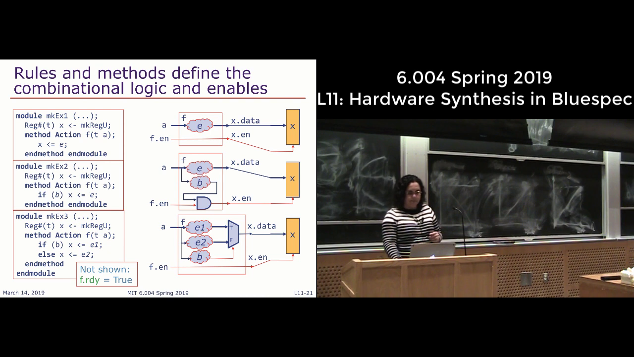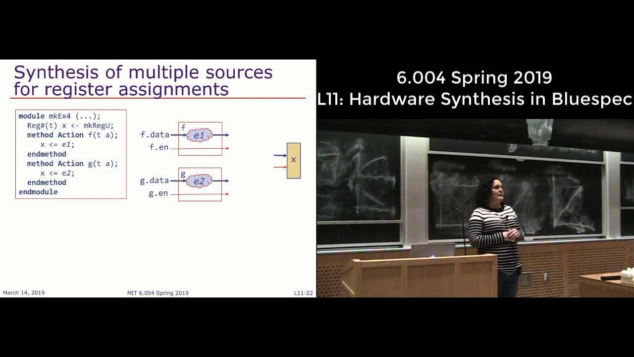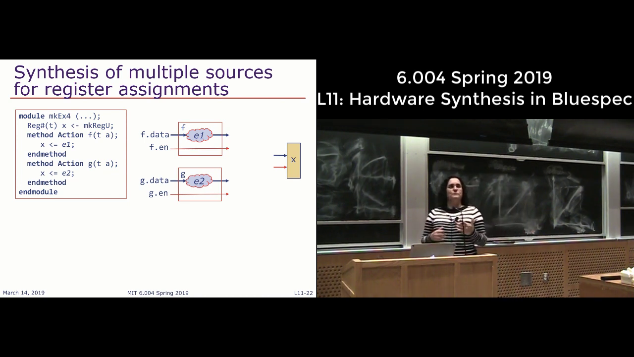Nope? Okay. So the last example I want to show you is, suppose now that we have two methods trying to write to X. How are we going to, in the hardware, make sure that we don't have this problem of double writes? We can't have two things writing to X at the same time. And so we already know that we can compile expression 1, we can compile expression 2, but we somehow have to select which one of those is actually going to feed X.